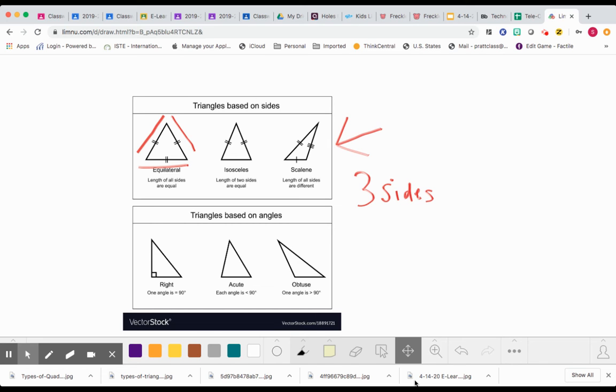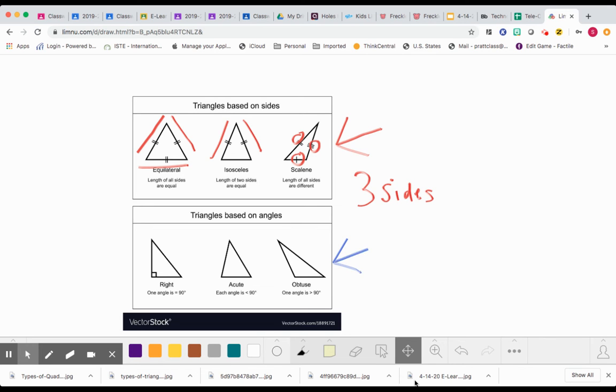An isosceles has 2 sides that are the same. Only 2 sides will be the same length, and then the bottom, or however the isosceles triangle is positioned, is going to be different from the other 2 sides. A scalene triangle has different sides, so the lengths are all different. This side right here is a different length than this one, and this one's also different from the other 2. Now we're going to move on to our triangles based on their angles.